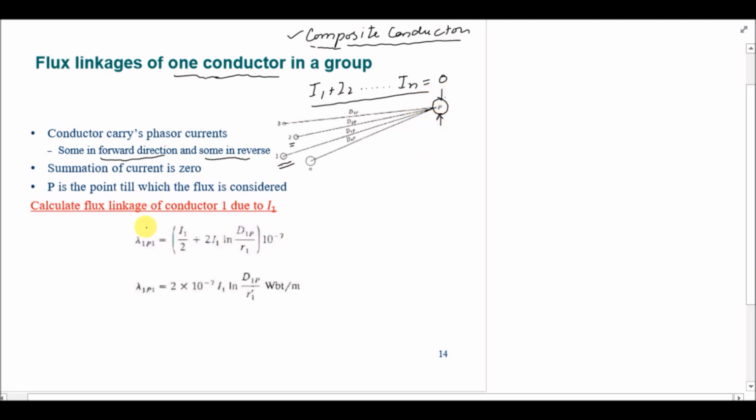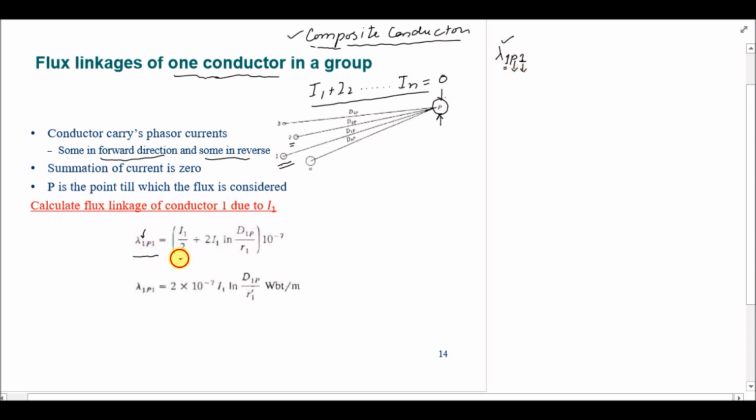So if we have to write the flux linkage formula for conductor number 1, this is lambda 1P1. It is the flux linkage of conductor number 1 till point P when the current is flowing through conductor number 1. So lambda is the flux linkage, conductor number 1, till point P, when the current is flowing through conductor number 1.